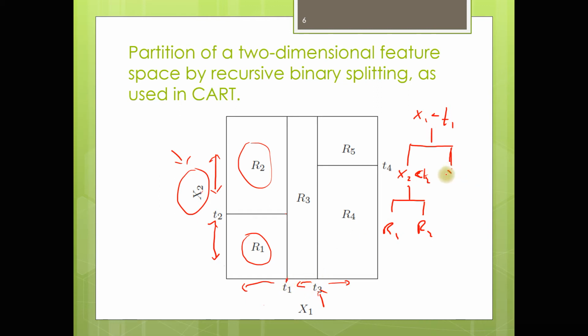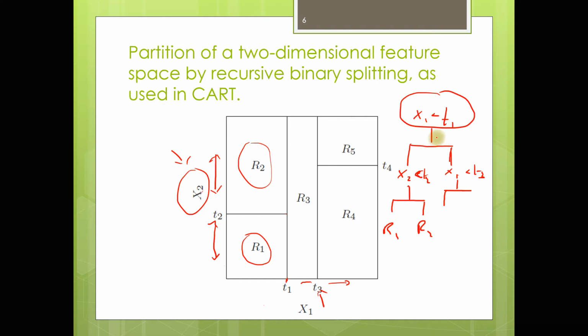So we can write here x1 is less than t3. If x1 is less than t3, it does not mean all this. Does not mean all this. Because you have already set a condition here already.